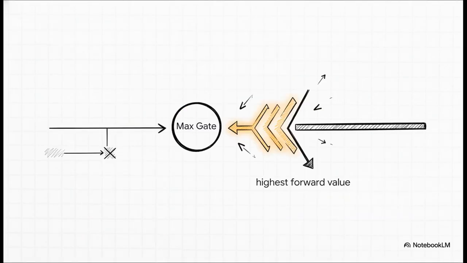Let's look at their specific jobs. First up, the max gate. Remember, in a forward pass, a max gate's only job is to simply output the highest of its inputs. Because of that, during backpropagation, it acts exactly like a network router. It takes the incoming gradient signal from the right and routes it perfectly, fully intact, straight down the specific branch that had the highest forward value. It completely and totally ignores the other branch. It's effectively routing the learning signal to the loudest input.